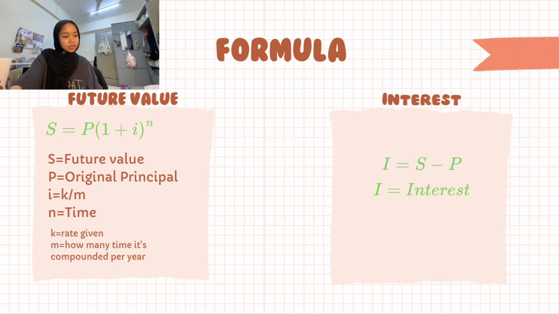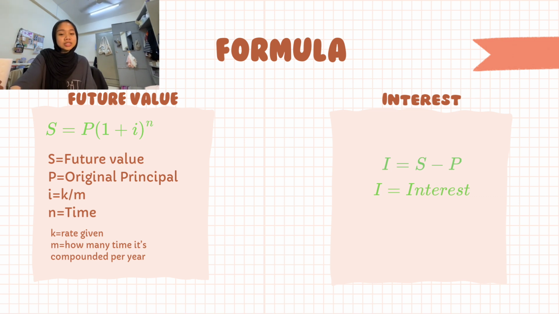The formula that was given for the compound interest is future value, which is S equal to P bracket 1 plus I bracket N. So S equal to future value, P equal to original principal, the original amount that was added into the bank account, I equal to rate per how many times it is compounded, or K per M, and N equal to the period of time that was taken for the account.